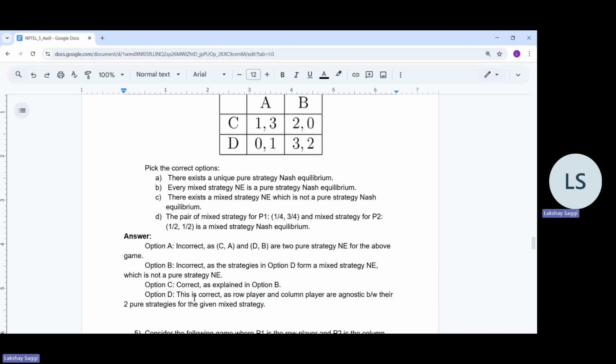So yeah, note that trying to make these columns and rows agnostic is one way to obtain a Nash equilibrium. This is not the only way, but it is one of the ways to obtain a Nash equilibrium. So this does not give us all, but at least gives us one. Hence options C and D are correct.